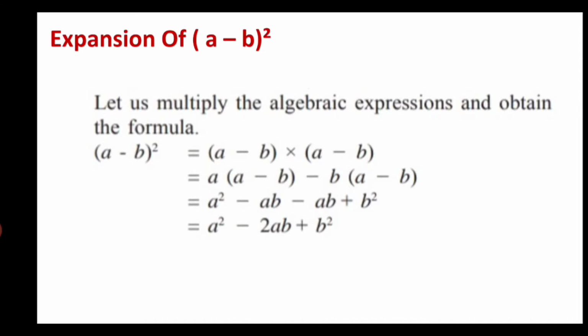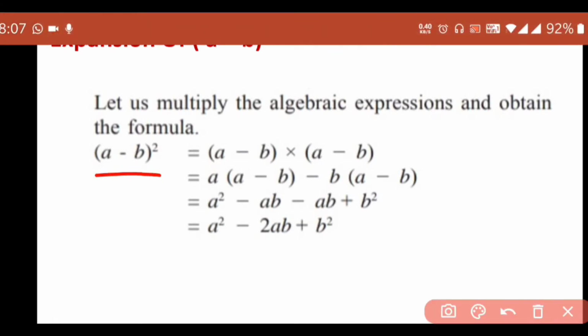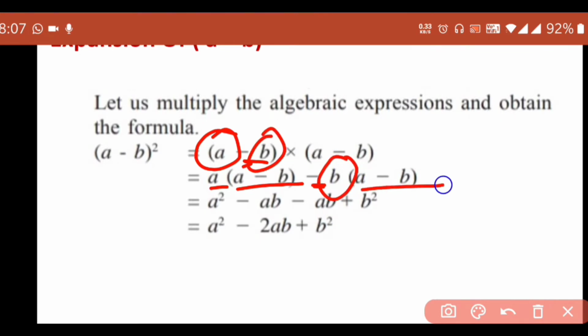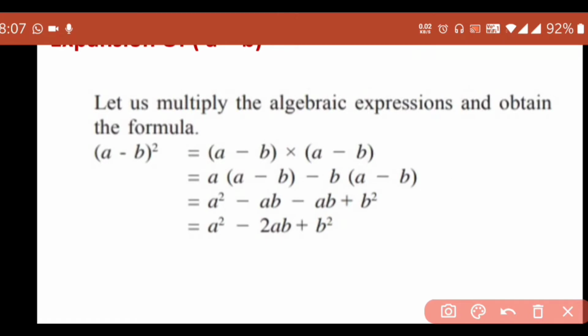So let us multiply the algebraic expression and obtain the formula. So when we multiply, what can we get? (a minus b) whole square is equal to (a minus b) multiplied by (a minus b). So it will be equal to first term of first bracket multiplied by second bracket. Minus sign is there, so we have to put the minus sign. Second term of first bracket multiplied by second bracket again. So in this way we have to multiply.